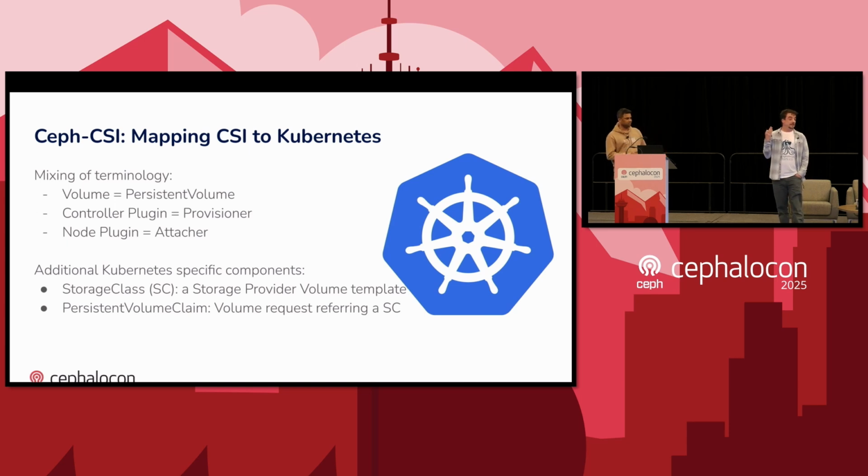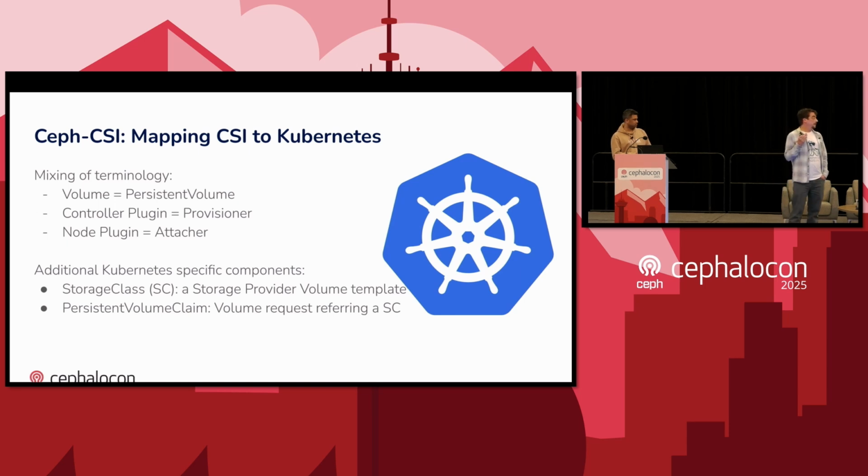So CSI and container orchestrators like Kubernetes have slightly different terminology, like the volumes are persistent volumes. The controller plugin is what people usually refer to as the provisioner, and the node plugin is what is called the attacher or mounter, which is run on all of the Kubernetes worker nodes.